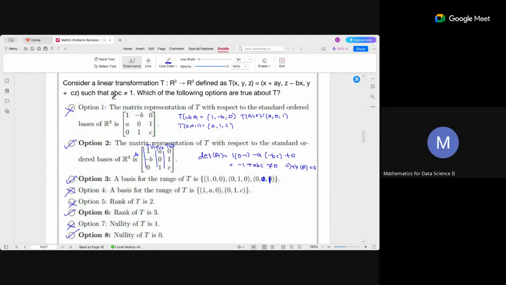So it is given ABC is not equal to 1. So this means that ABC minus 1 is not equal to 0. So ABC minus 1 is not 0. Okay? Yeah, got it.